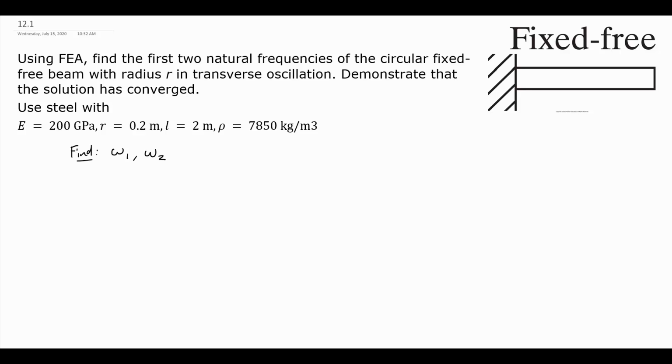As we get to more complicated problems, we are only going to be able to really determine do they converge, and we're going to need some other verification or validation of the numbers we're getting. Are they at least reasonable for the beam that we're analyzing?